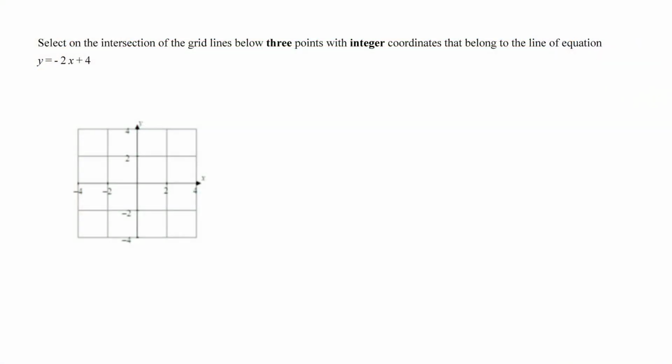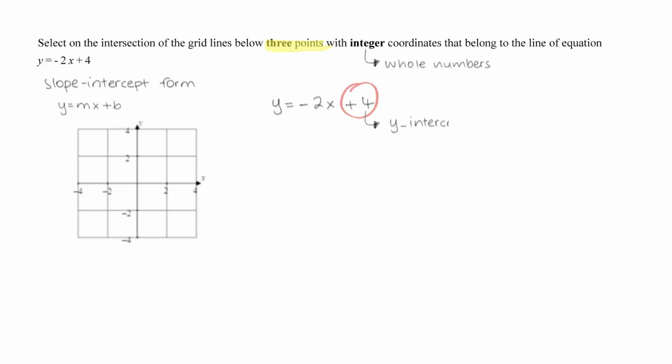Let's have a look at this question. The question asks us to find 3 points with integer coordinates, that means whole numbers only, that fit the equation y equals negative 2x plus 4. In math, we call this the slope-intercept form, y equals mx plus b. The number at the end, plus 4, is our y-intercept.